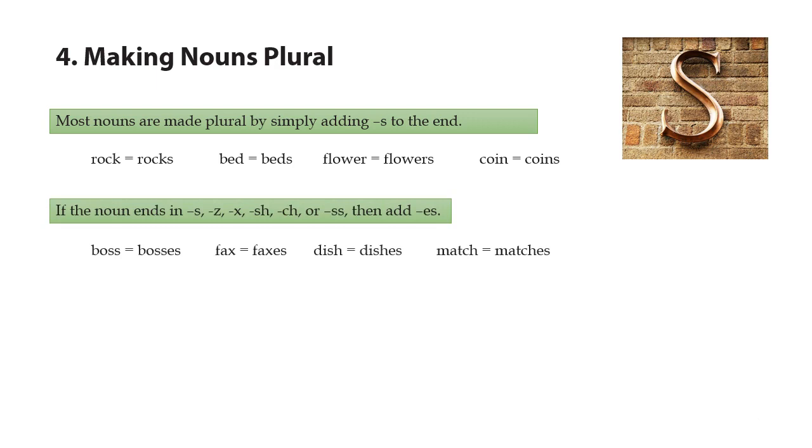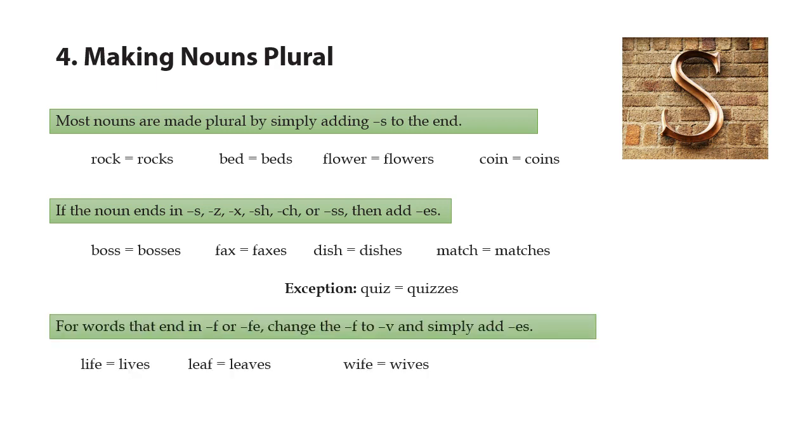But if the noun ends in an S, Z, X, SH, CH, or two S's, then you have to add an ES. You can see the examples here. Boss becomes bosses, fax is faxes. We add an ES after those. Okay, notable exception, quiz. The final consonant is doubled in that case.